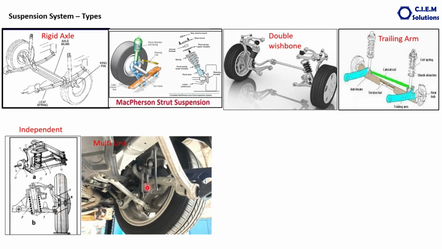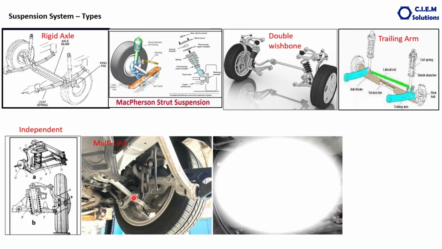And the next one is the multi-link suspension system, which is used mainly in race cars and some premium segment cars, because this gives the maximum flexibility compared to any other suspension system, but it has some challenges and complications. So it is used only in limited vehicles.